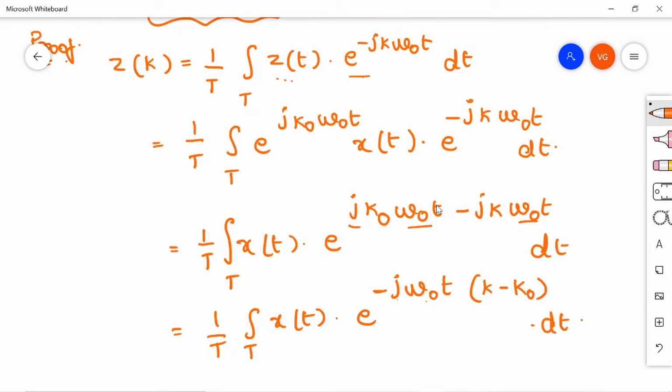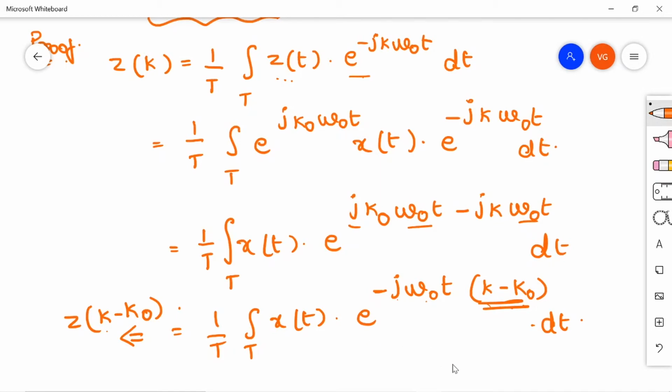So if you observe the definition of Fourier series, z of k is equal to 1 by T integral over T z of t e power minus jk omega naught t dt. Now what you are getting? Minus j omega naught, k minus k naught, into t. So instead of k, here I have k minus k naught. If I have k, I write the Fourier series as z of k. But here I have k minus k naught. So this you can write as z of k minus k naught.